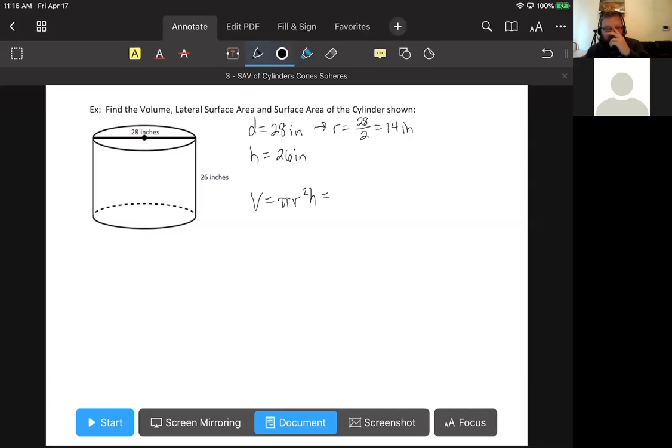Now, we are not going to plug in pi yet. We're just going to leave the pi in there, okay? The radius is 14 squared, and the height is 26. So ignore the pi symbol. Act like it is not there. Do 14 squared times 26. That is 5,096.